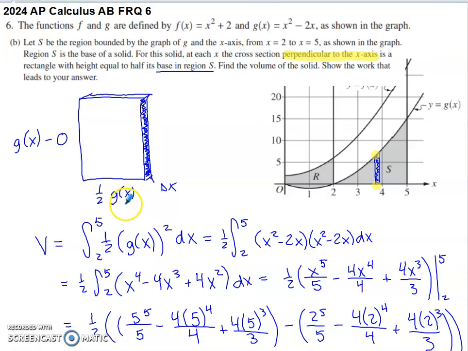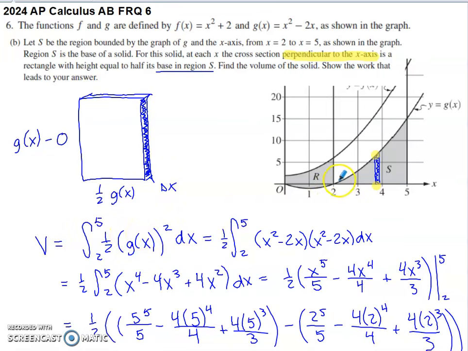So what is the approximate volume of this cross-section? Well, it's going to be g of x times 1/2 g of x times delta x. We want to add together infinitely many of those cross-section volumes, so I'm going to let the integral do that work. So I'm going to integrate 1/2 times g of x, or g of x squared.